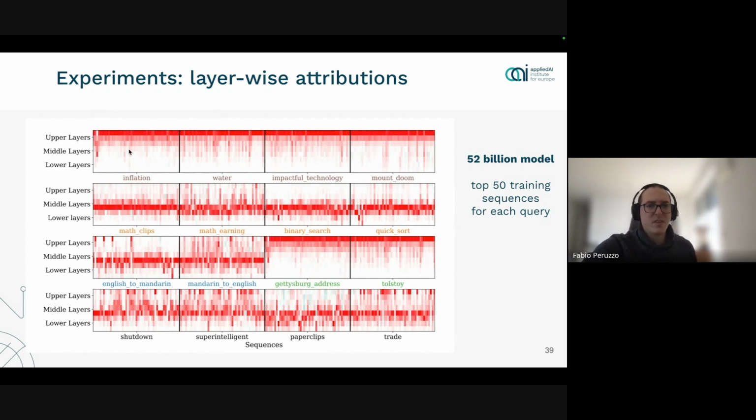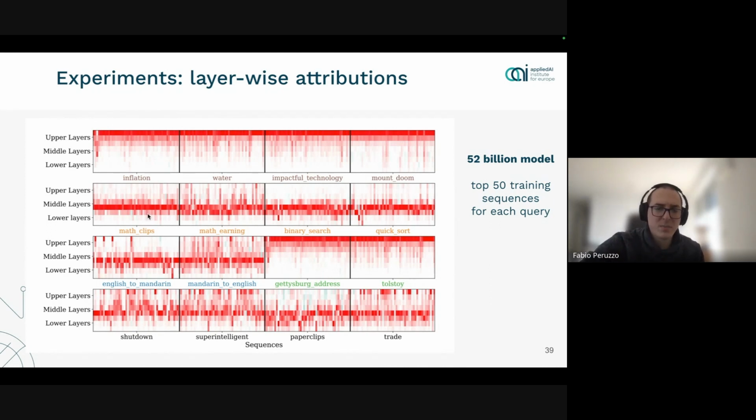And what we see for the inflation test query is that all the influence is concentrated in the upper layers. And this is common to all the queries that have this simple completion type of answer. So inflation, water, Mount Doom, even Tolstoy, which is basically simple completion. It is memorization, but it's just a longer type of memorization. All these types of queries have influences concentrated in the upper layers of the model.